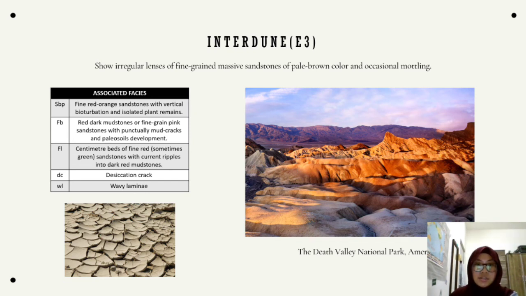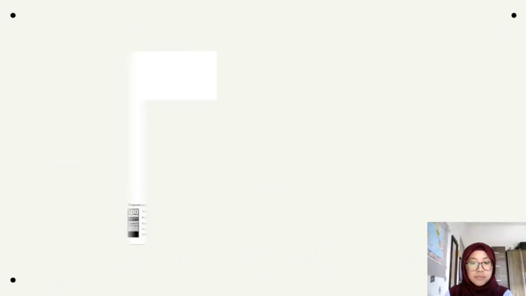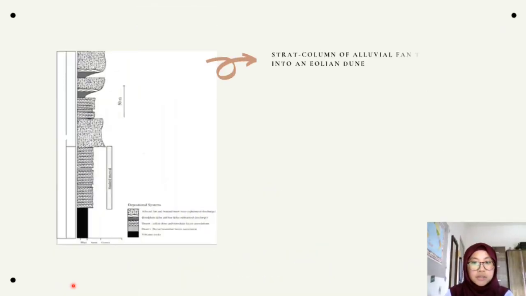It is the largest national park south of Alaska. Death Valley is known for extremes. It is North America's driest and hottest spot. The picture on the left shows a strike column of alluvial fan transitioning into an Aeolian dune. So this one is the alluvial fan. This one and this one. And as it goes downward, it transitions into Aeolian dune. This one.